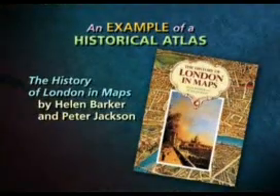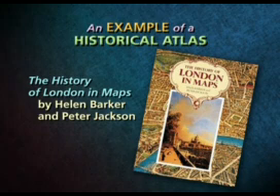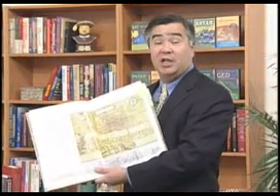Here's a fascinating example of a historical atlas. This is called The History of London in Maps. And if you were writing about English literature, for example, you might well find that a map like this one of mid-Tudor London, which shows London as Shakespeare would have known it, might be very relevant in writing about Shakespeare's life and about the theater of his day.